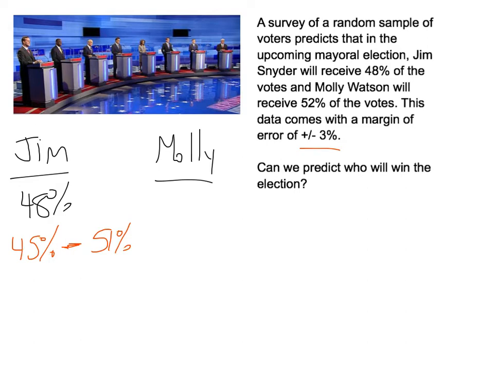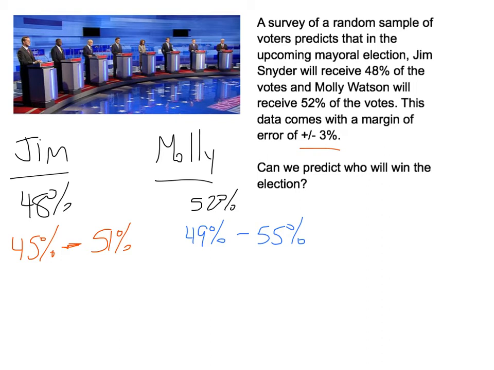Now, Molly, she's supposed to get 52%, but her data comes with the same margin of error of plus or minus 3%. So let's take away 3% from 52. We get 49%. And then let's add 3% to 52, so that'd be 55%. So Molly may get 52%, but really she's more likely to land anywhere between 49 and 55.